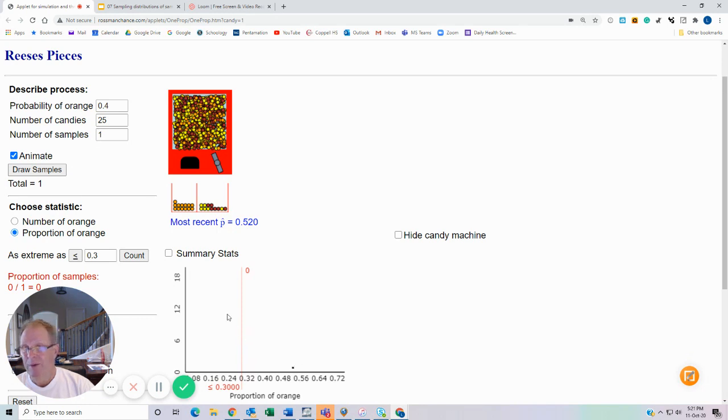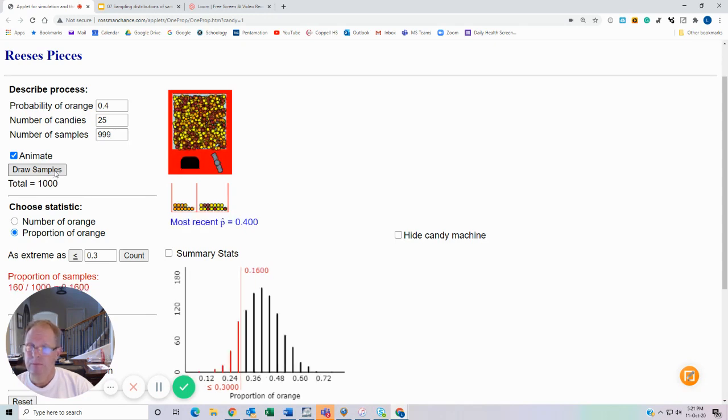But I don't want just one. I want lots and lots of samples. So I'm going to increase it. I'm going to add 999 more so that I have a solid 1,000 samples. So here we go. There we have it right here. And what you can see is that I now have a sampling distribution of sample proportions. This is a graph of all my different p-hats from my 1,000 samples.